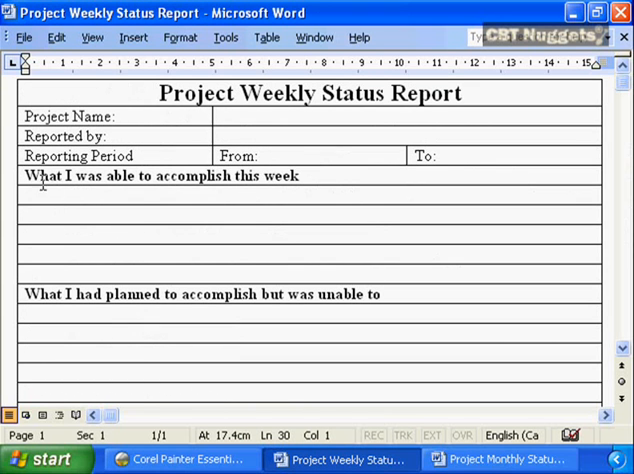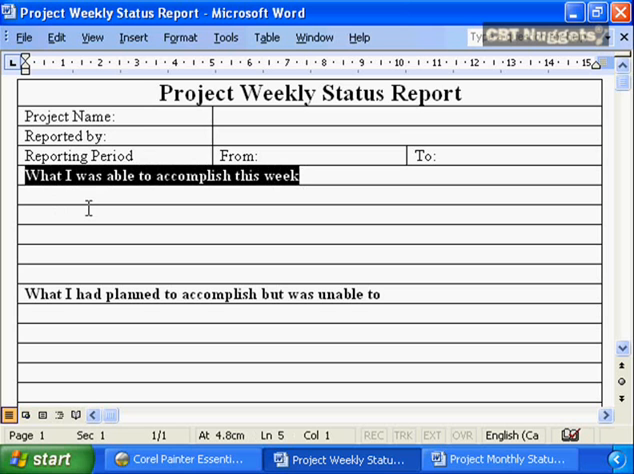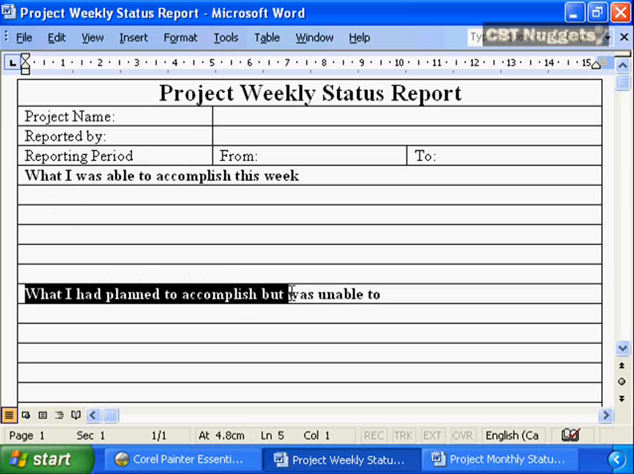So what's going to be in it? What I was able to accomplish this week. Here's what I was able to do based on the project plan. This is what I've done to move our project plan forward. Just as important, here's things that I should have been working on this week, but due to time constraints, due to other priorities, I was unable to work on.